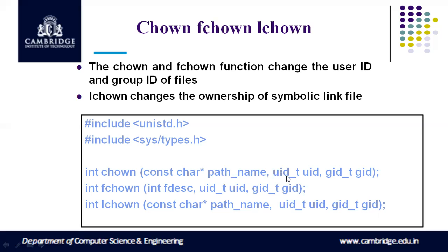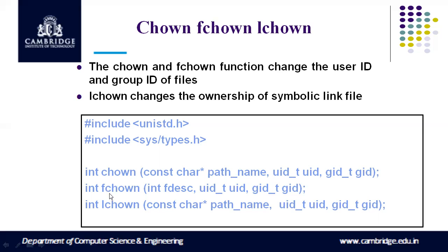The second argument is UID, that is user ID, which specifies the new user ID that has to be assigned to a file. The third argument is GID. The GID specifies the new group ID that has to be assigned to a file. This is the prototype of chown.